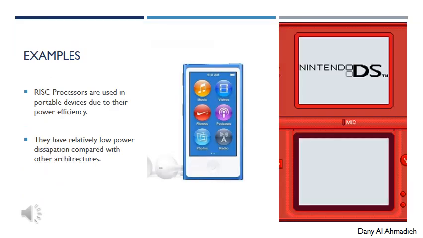For examples of RISC processors, you usually see them used in portable devices due to their power efficiency. They have relatively low power dissipation compared to other architectures. For example, the Nintendo DS uses 32-bit RISC CPU, and you could also see them in Apple iPods.